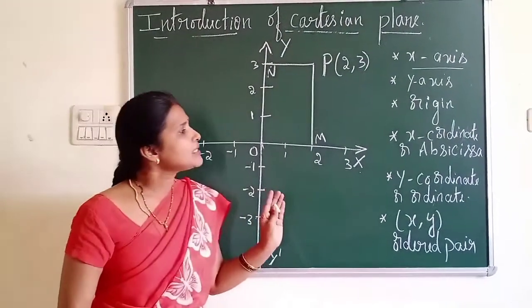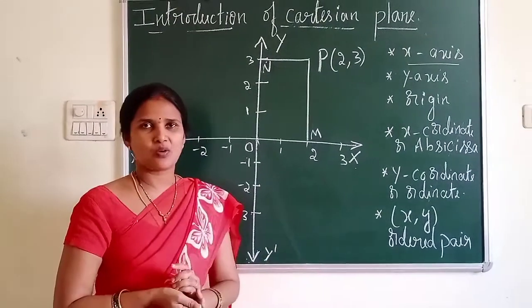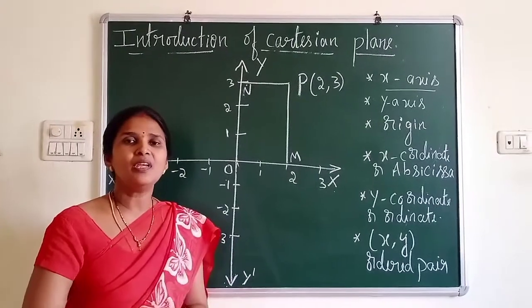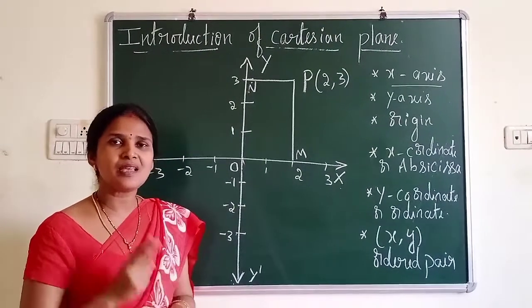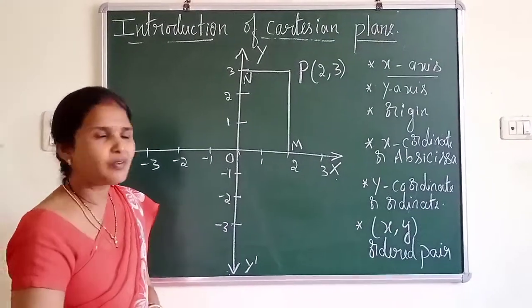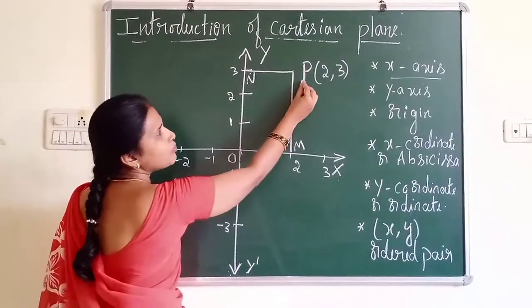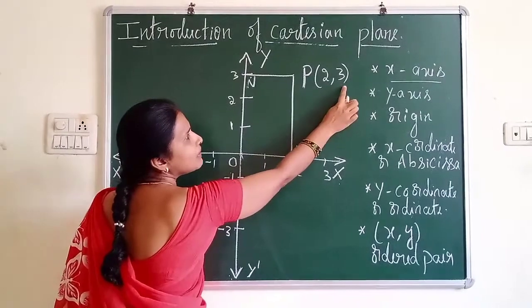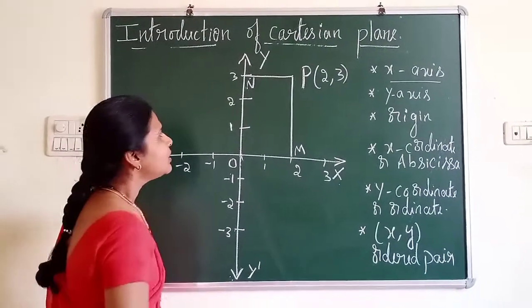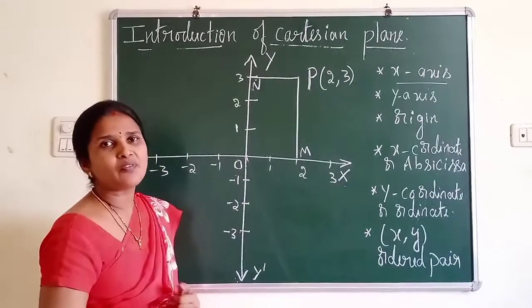Next, coming to what is the meaning of x coordinate and y coordinate. Already I told you, to describe a position in a plane we need two coordinates, that is x coordinate and y coordinate. What is the meaning of x coordinate and y coordinate? Here I located a point, here I have taken (2, 3). So let me explain what is the meaning of x coordinate.